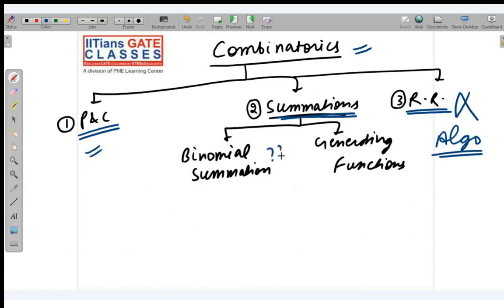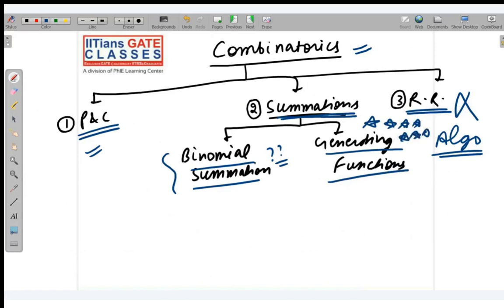Binomial summation, if I get time, I will definitely explain it. Otherwise, I will leave it because it is not so important. But generating function is very, very important. Almost every year, one question is coming from the generating function. So I will explain that also. Okay, so in combinatorics, we will concentrate on PNC, permutation combination, and generating functions. These are the two main topics in combinatorics. Okay, you can take snapshot. I will jump to the next slide.